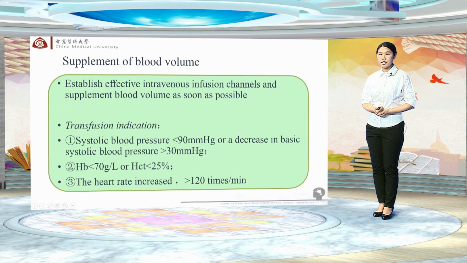Massive hemorrhage of the digestive tract is an acute condition and changes rapidly, which may be life-threatening. Anti-shock treatment and rapid blood volume supplementation should be placed first in all treatment scenarios. So, we should establish effective intravenous infusion channels and supplement blood volume as soon as possible. When the patient has these three conditions, we should infuse concentrated red blood cells. Of course, for fasting patients, we should also give intravenous nutrition support treatment.